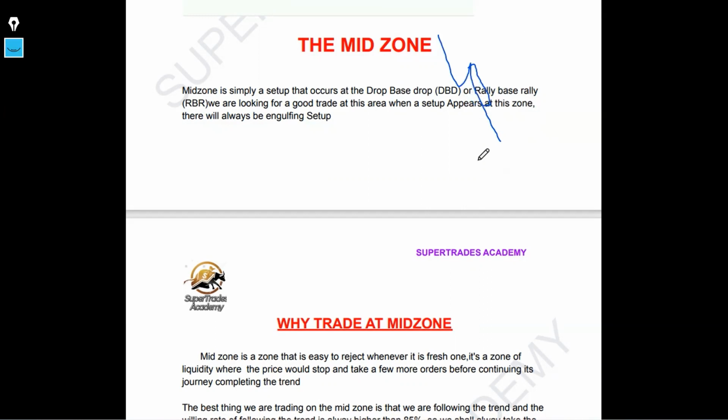I'm not good in art, guys. That's why he wrote everything. So this should be the up candle. I think it should be here. Let me try it again. Let me try. So this.